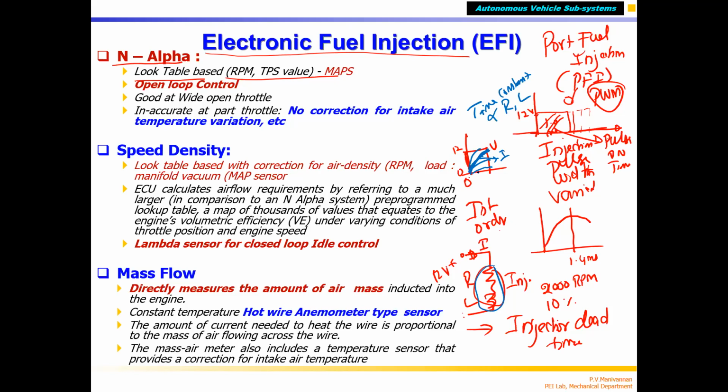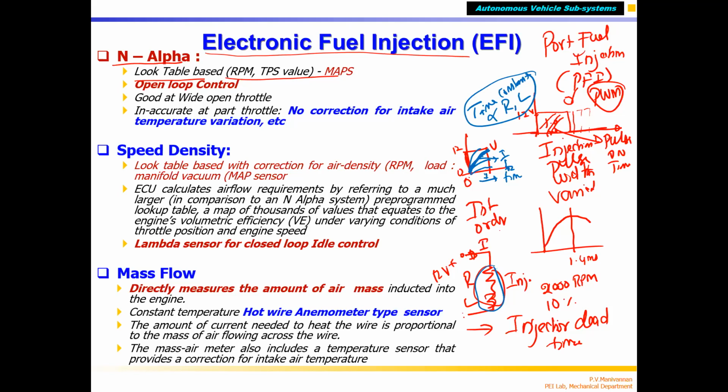Correct? Because we know that this is the time axis. This is 0 seconds, 1 millisecond, say 2 milliseconds. If I give a smaller pulse and the time constant is too large, correct? The time constant depends upon the wire thickness in the injector coil. There is a coil there.